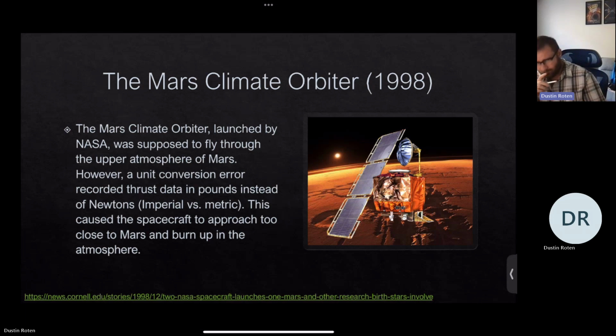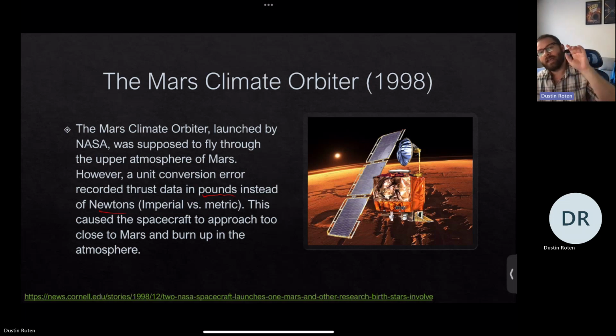So the last example, the Mars Climate Orbiter. NASA launched the Mars Climate Orbiter, and it was supposed to essentially graze the upper atmosphere of Mars and collect some data. But there was a unit conversion issue. This instrument was recording thrust in pounds, the imperial units of thrust, but it needed to be in newtons, and we'll talk about newtons later. That's essentially the metric version of pounds. So we had a newtons versus pounds issue, and that actually caused the spacecraft to go off course.